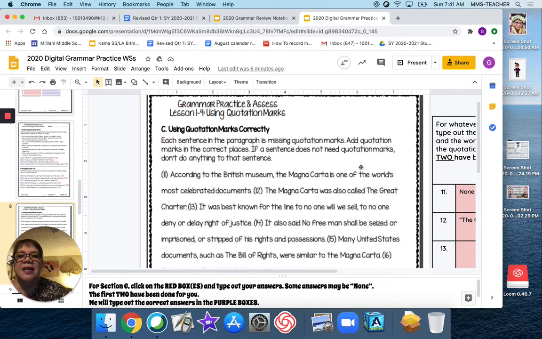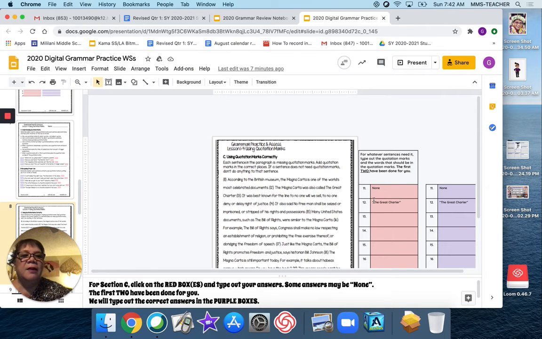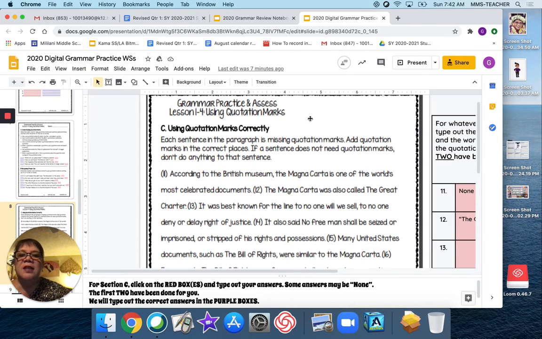Okay, let's look at section C, using quotation marks correctly. Let's read the directions again. On the bottom, for section C, click on the red boxes, type your answers. Some answers may be none. First 2 have been done for you. We'll type out the correct answers in the purple boxes when we make the corrections. So right now, you are going to type in here, in the red boxes, okay? When we go over corrections, you'll type the correct answers in the purple boxes. Okay, so let me zoom this up again. So let's look at the example. And I did 11 and 12 for you.